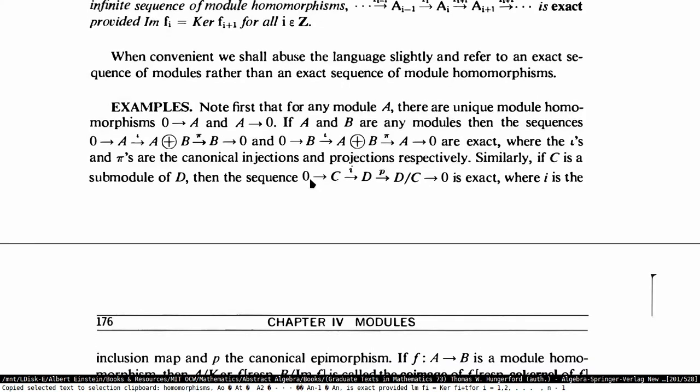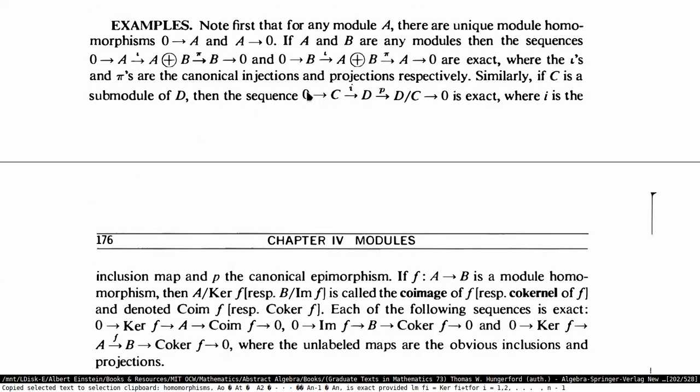So if we have a submodule C of some module D, then the sequence where you have C included into D by this I, and then D projected onto D mod C, and then gets to zero. And this is exact if this I is actually the inclusion map, as we see it in subgroups and subspaces, and D to D mod C is the canonical epimorphism, the canonical surjective map.